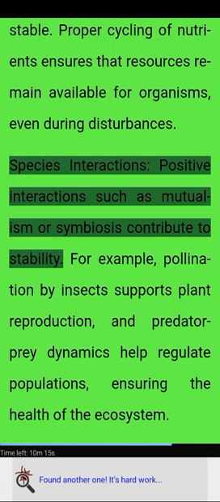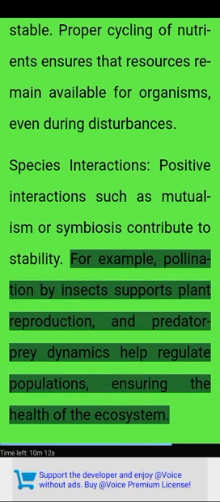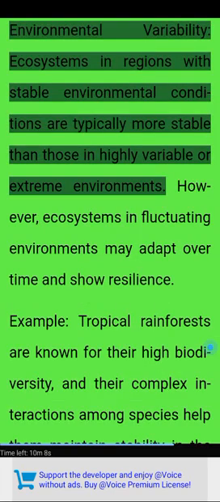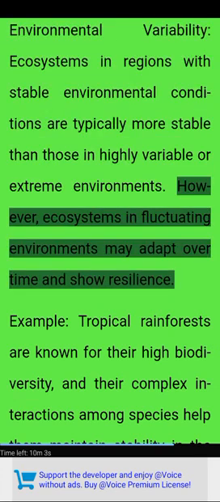Species interactions. Positive interactions such as mutualism or symbiosis contribute to stability. For example, pollination by insects supports plant reproduction, and predator-prey dynamics help regulate populations, ensuring the health of the ecosystem. Environmental variability. Ecosystems in regions with stable environmental conditions are typically more stable than those in highly variable or extreme environments. However, ecosystems in fluctuating environments may adapt over time and show resilience.